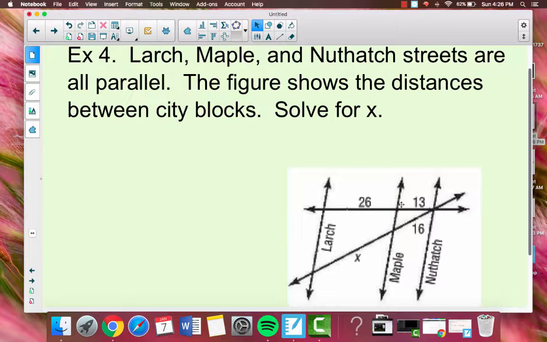So from Lark to Maple, it's 26. From Maple to Nuthatch, it's 13 on this particular road, and then from Nuthatch to Maple on this road, it's 16, maybe we call it miles or something, and then from Maple to Lark on this street is x, and they want us to figure out what this distance would be between these 2 streets.